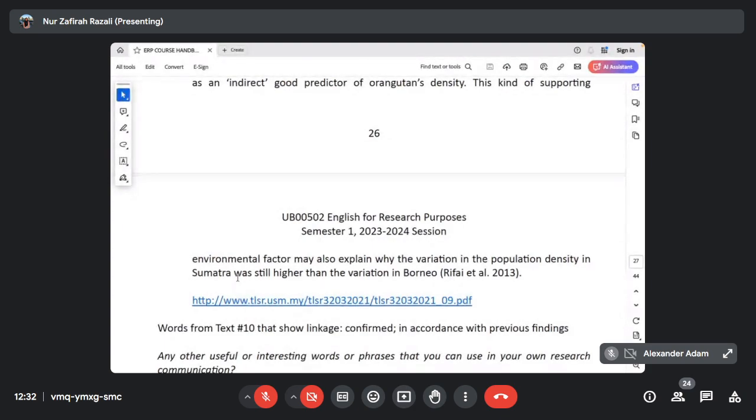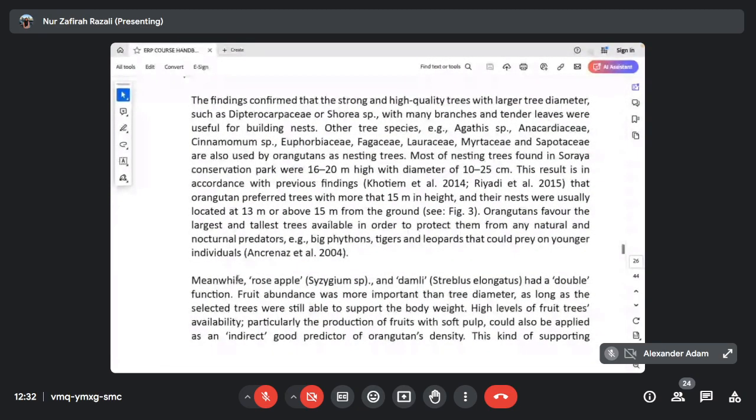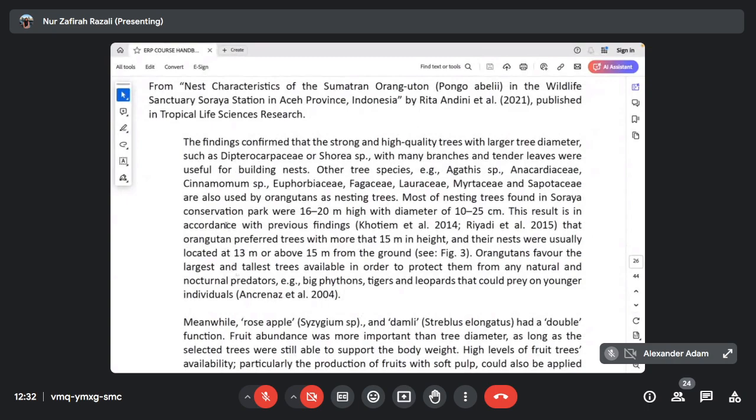Now, if you take a look at this example here, the first sentence is reporting or commenting? Commenting, because the findings confirm. You are not presenting your data, but you are confirming something. You are confirming your results.